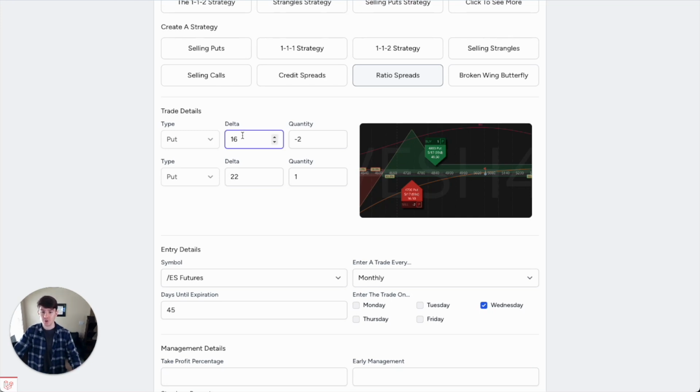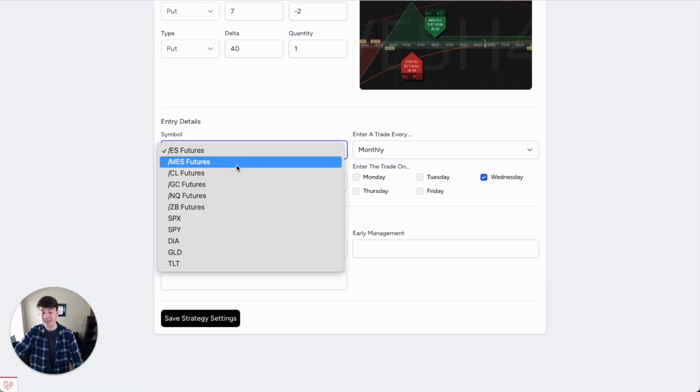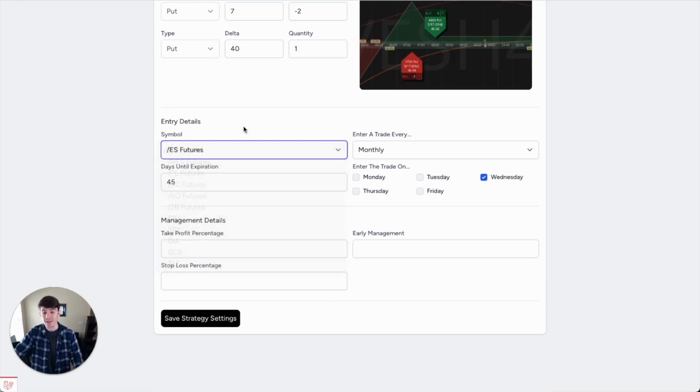But what I'm going to do here is come onto the ratio spread and change it. So I'm going to sell the 2.7 deltas and buy the 40 delta put. This will create the hedge that I'm looking for. This hedge, again, if I have a larger account, I'm going to do ES. If I have a smaller account, I can do MES, whatever.